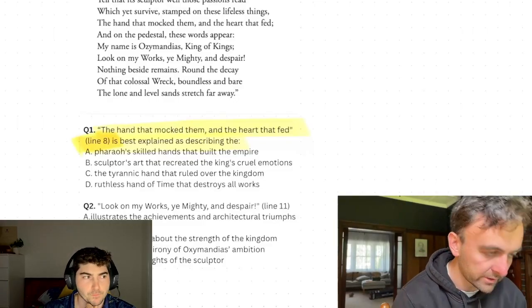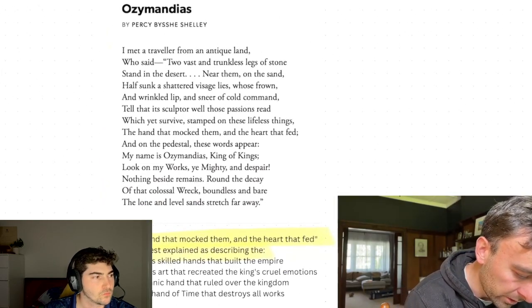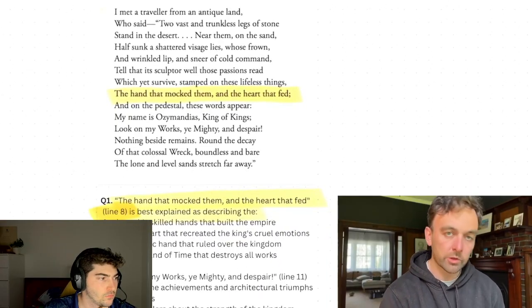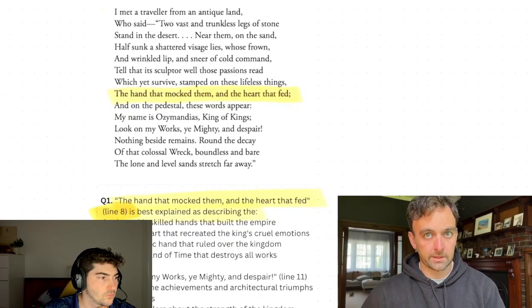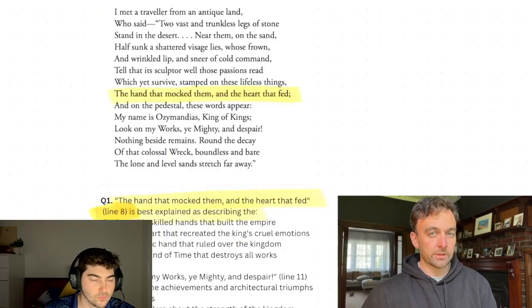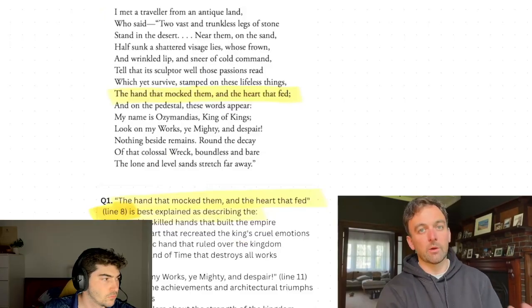It tells us line 8, right? So they're usually very easy to find the relevant information. So: the hand that mocked them and the heart that fed. Now what we really want to do is form an opinion of what that means. So what do you think it means? Pull the clues out, find what you think it means, and then compare it to the answer options. Only after we actually have an opinion are we going to look at the answer options.